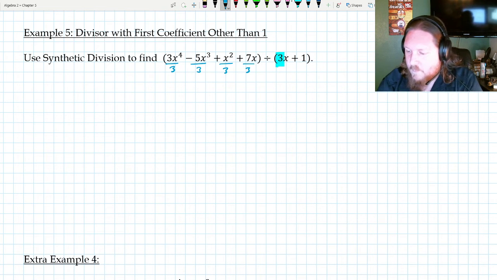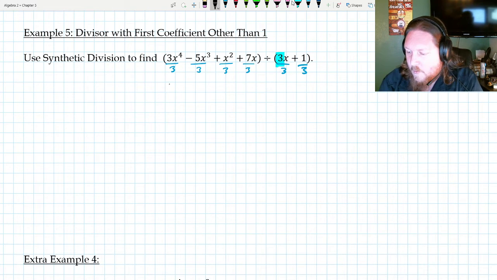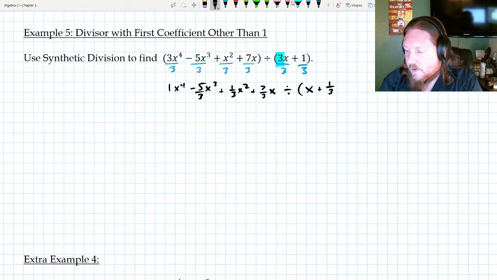So, and what's nice here is I'm also going to divide each of these parts by 3 as well. And I get 1x to the fourth minus 5 thirds x cubed plus 1/3 x squared plus 7 thirds x, and the 3 divided by 3 is 1, and 1 divided by 3 is 1/3.